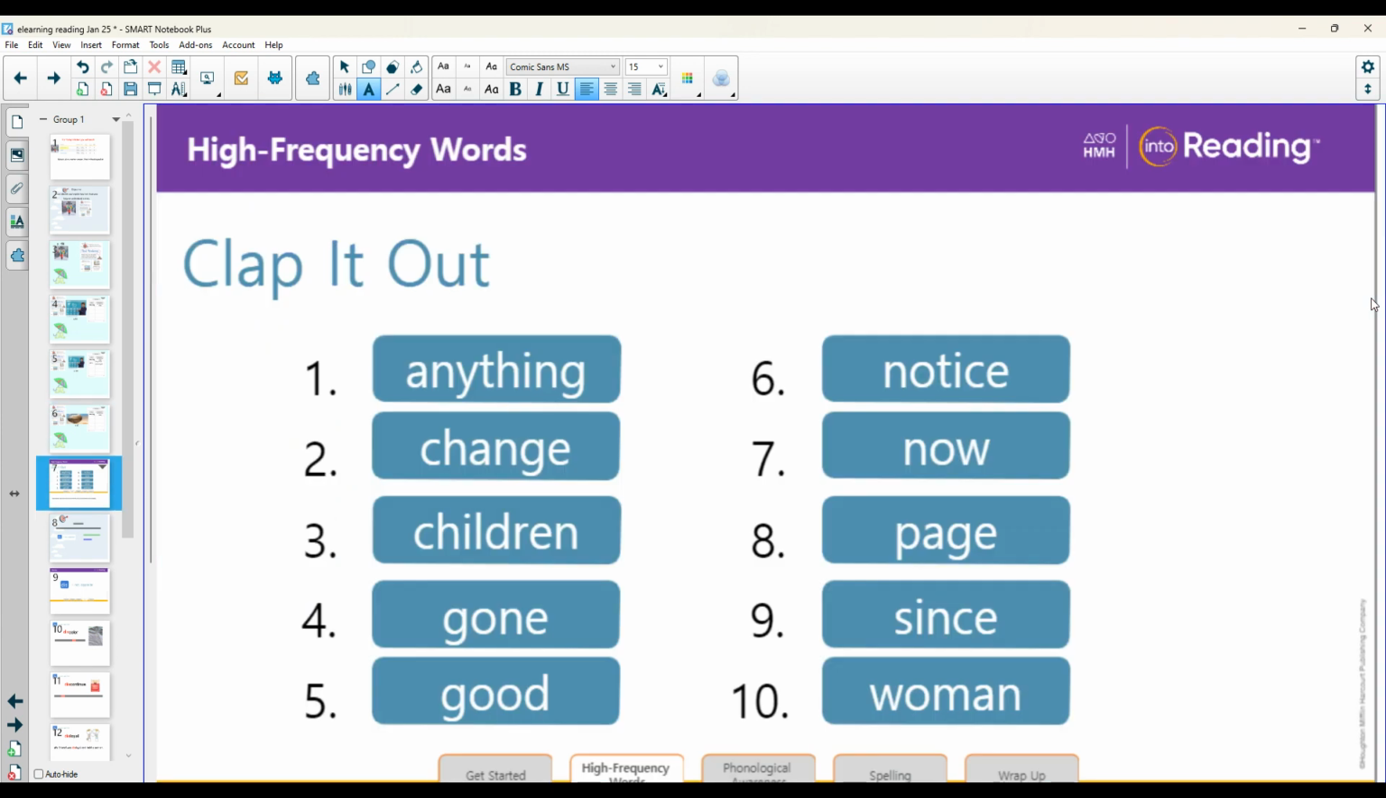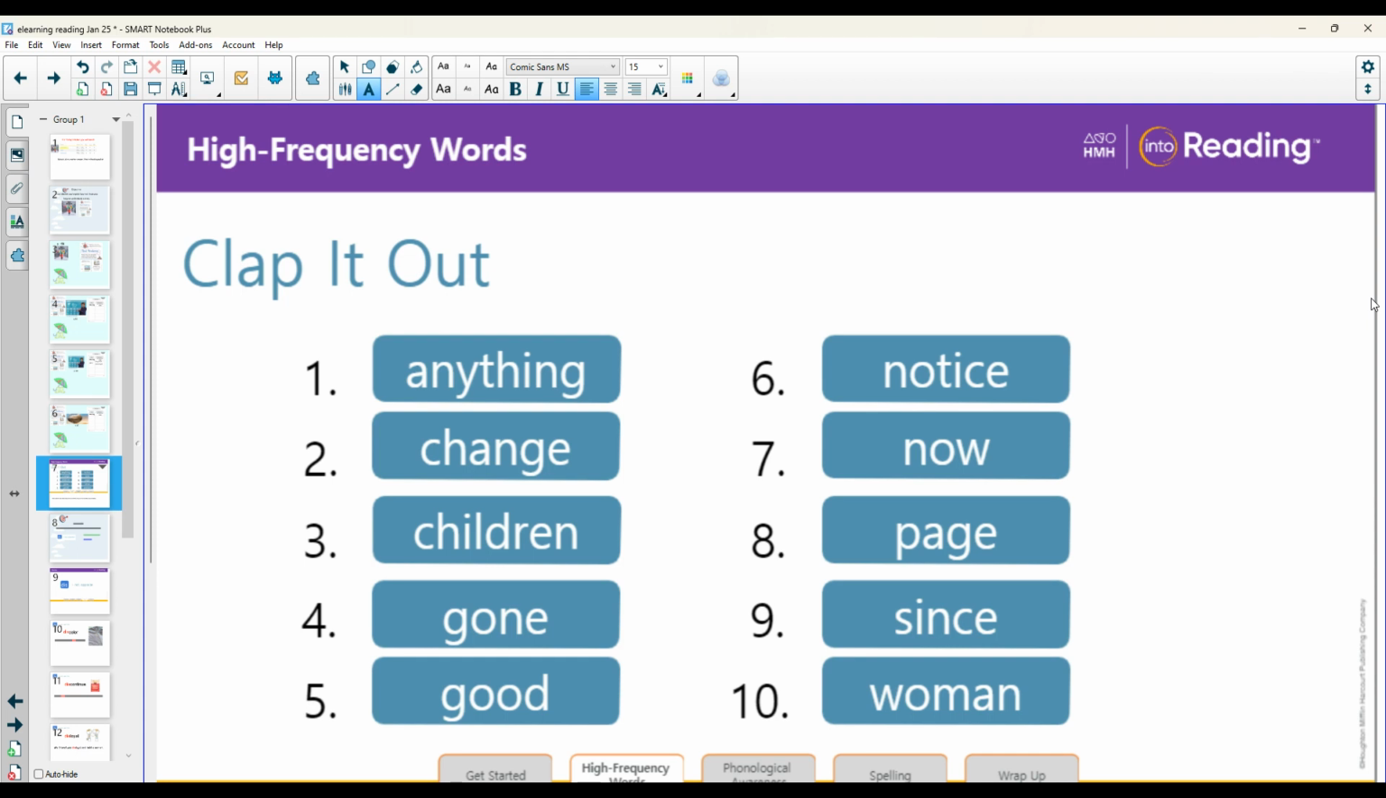All right, high frequency words. Here's what we're going to do. We are going to read and clap the syllables. I'm going to start with number 1 and go all the way to number 10. And I need you to read with me, even if you think you're going to sound silly because everyone in your house can hear you. Let's try it. Ready?